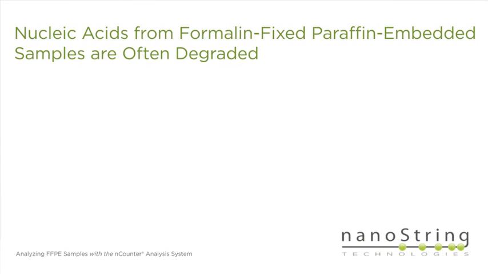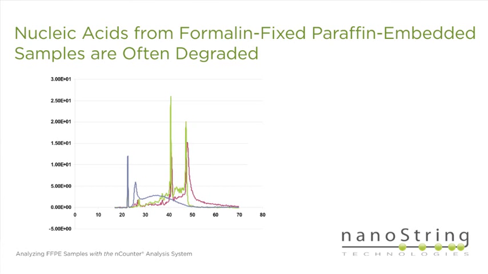As mentioned in previous slides, nucleic acids from formalin-fixed and paraffin-embedded samples are often degraded. This slide shows the size distribution of an RNA isolated from FFPE tissue on an Agilent bioanalyzer. The maroon line shows a typical total RNA size profile where 18 and 28S ribosomal RNA bands are clearly visible and intact. The green line is RNA extracted from a frozen slice, showing a similar profile, indicating the process of slicing and isolating the RNA from the frozen block does not itself degrade the RNA.